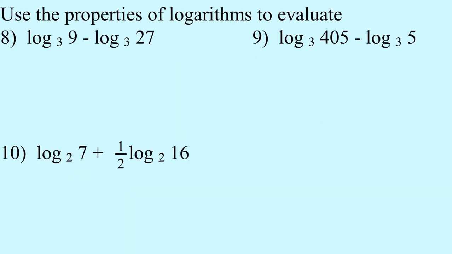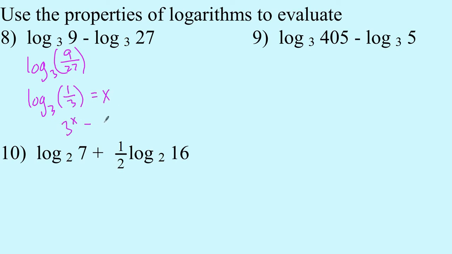Okay, so using our properties, let's evaluate some logs. First I would combine these. So here you get log base 3 of 9 over 27. Log base 3, 9 over 27 simplifies to 1/3. We don't know what that equals, so 3 to what power is 1/3? X is -1. When we're evaluating logs, remember you get a log equals x. You can convert it to exponential form and then solve.